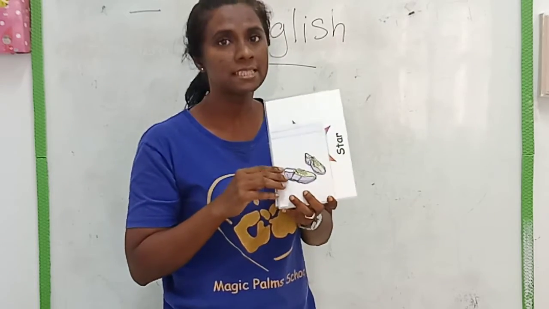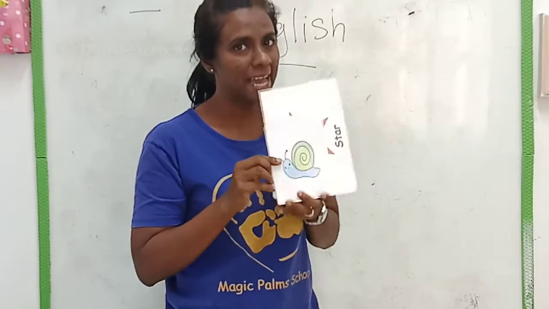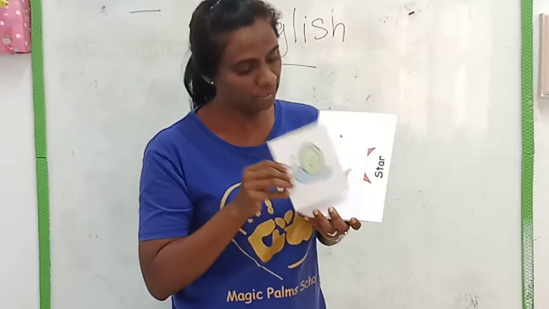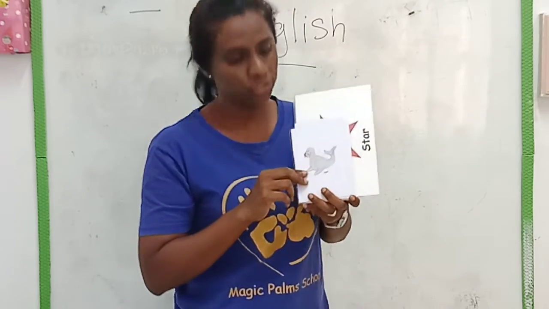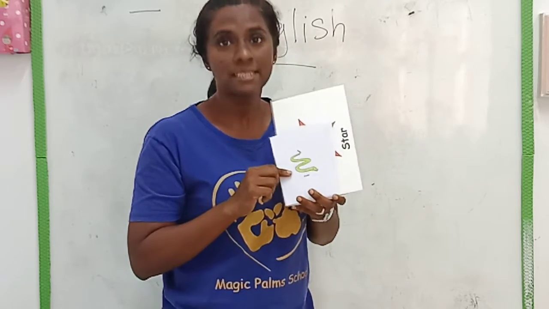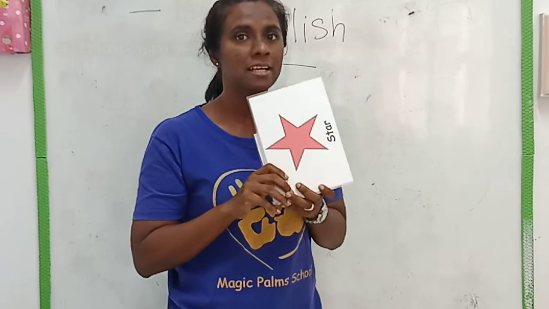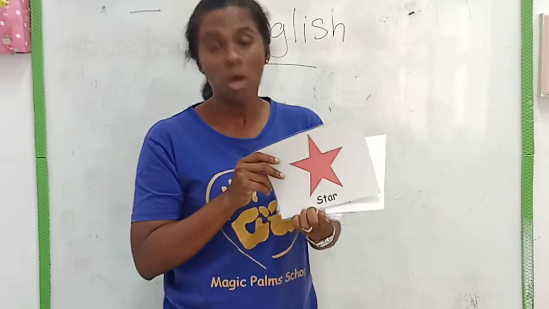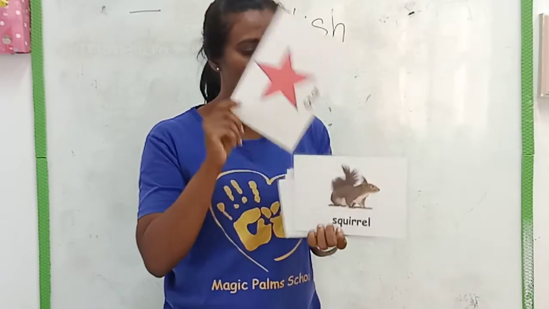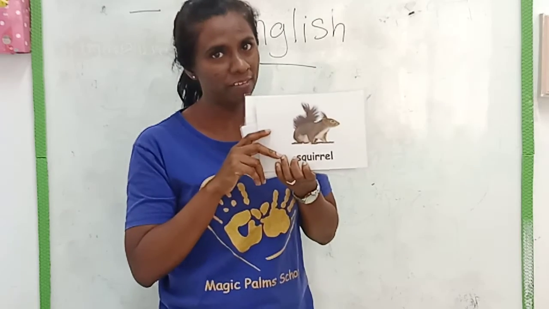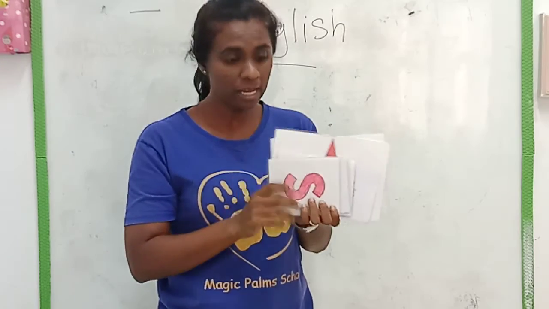What is this? S, shoes. S, shoes. S, snail. S, snail. S, seal. S, seal. S, snake. S, snake. And S, sun again, and the last one is S, star. Sorry, one more. S, squirrel.